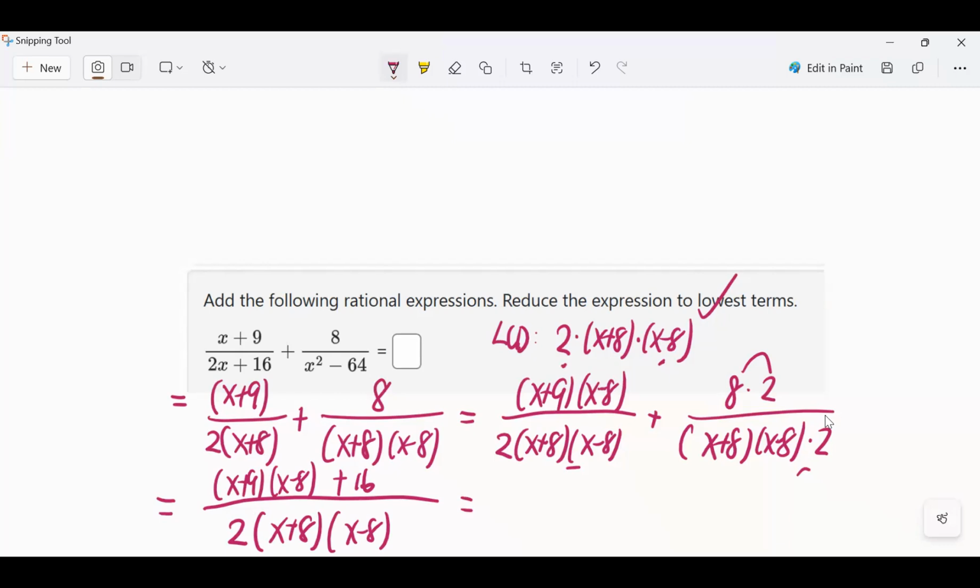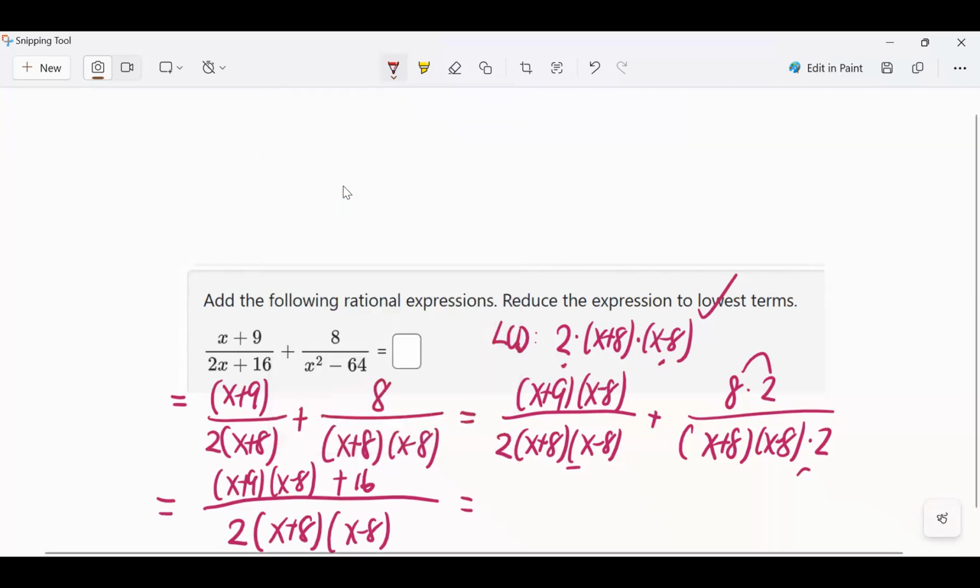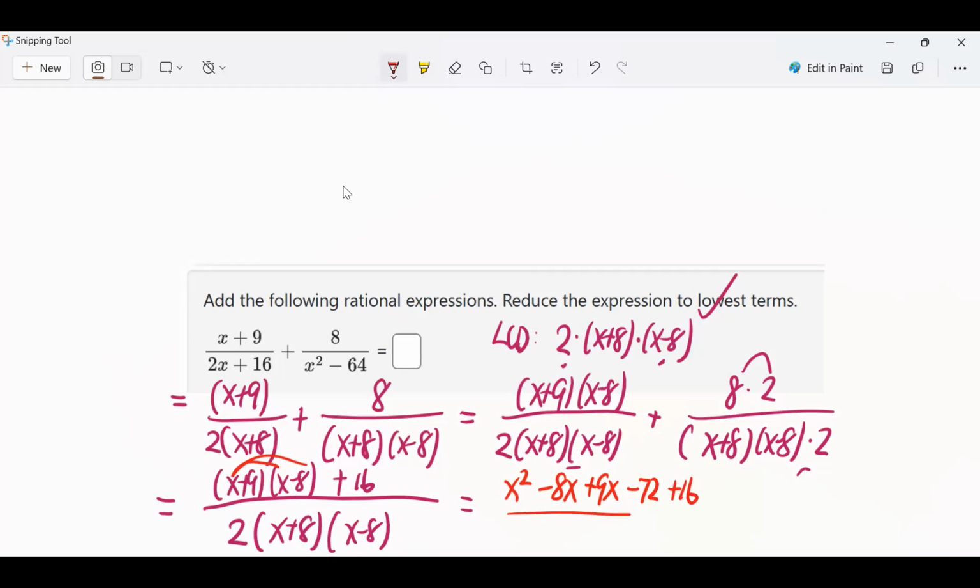Then you're going to distribute the first term, the first product here. So you're going to get x squared minus 8x, adding 9x, minus 72, adding 16. Bottom, carry over the denominator. Now, combine like terms, we make it x squared, adding x, minus 16 minus 72, that is minus 56.